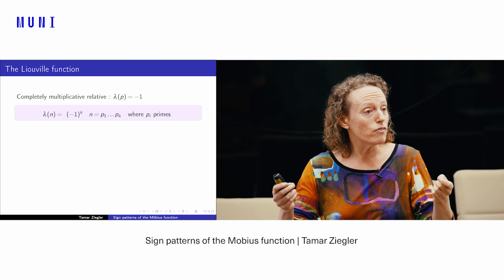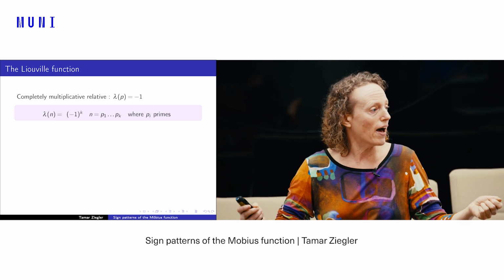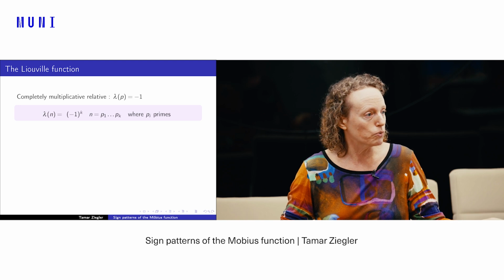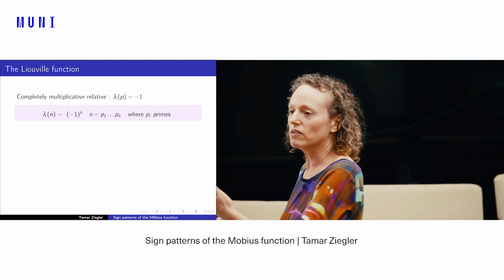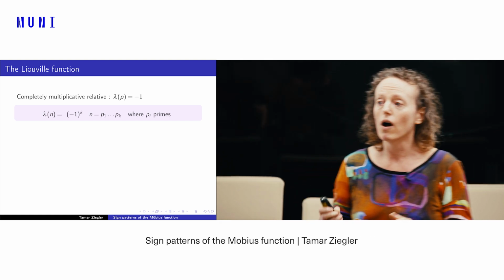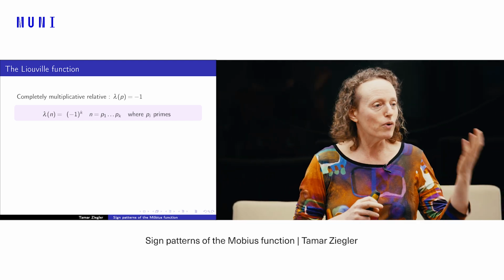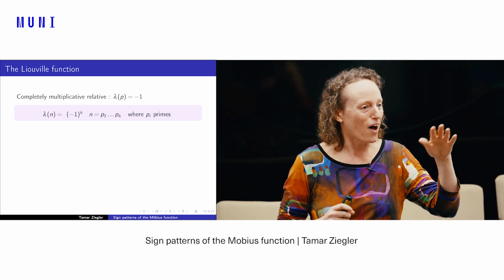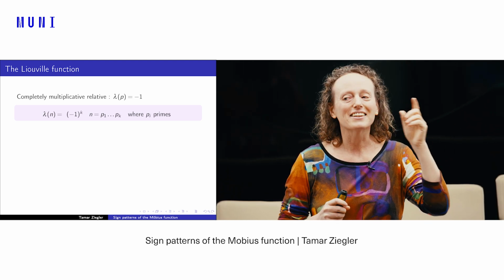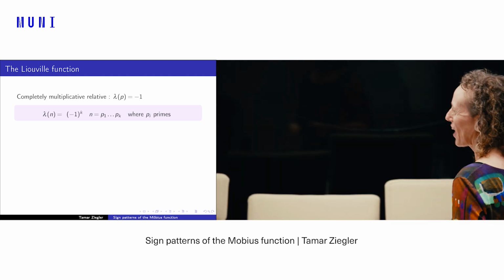Then if you're square free, you get the same value as the Mobius function would give you. And if you're not square free, then here you get some value and Mobius will give you 0. Okay, so the Liouville function differs from the Mobius function on the square free numbers. It's the same on the square free numbers, and it differs on the complement.